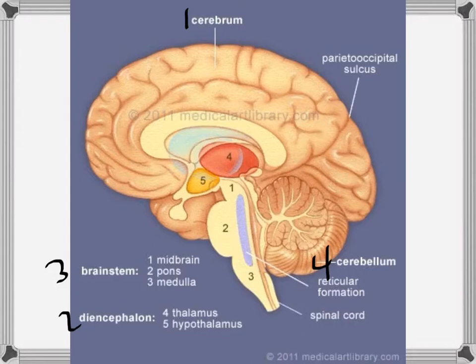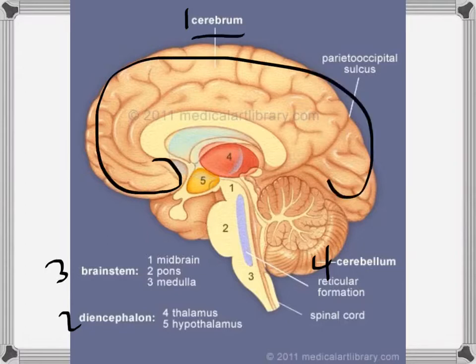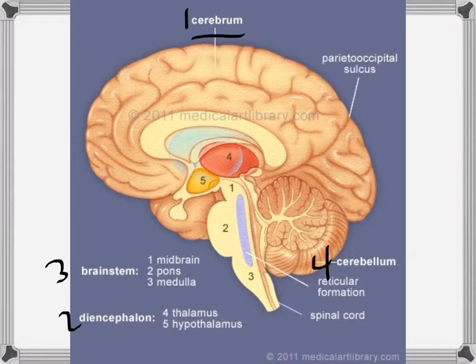So this is the order that I'm going to discuss the brain today. The first part I'm going to talk about is the cerebrum, which is this highly folded area up here towards the top. The next area of the brain I'm going to talk about is the diencephalon. It is composed of the thalamus and the hypothalamus, as well as an unlisted area called the limbic system. But I'll tell you more about that later.